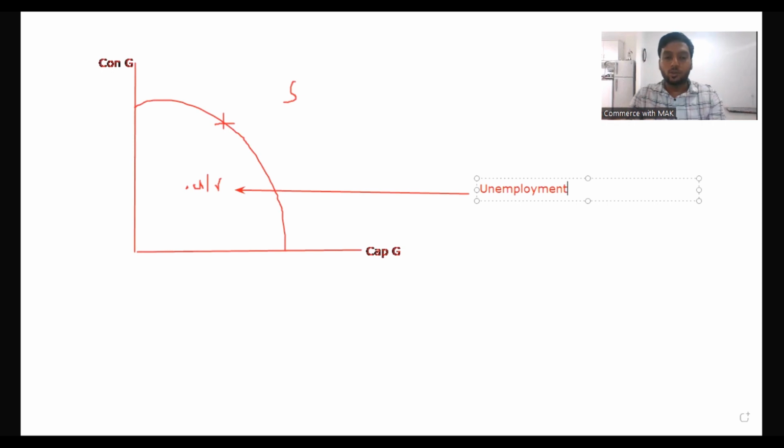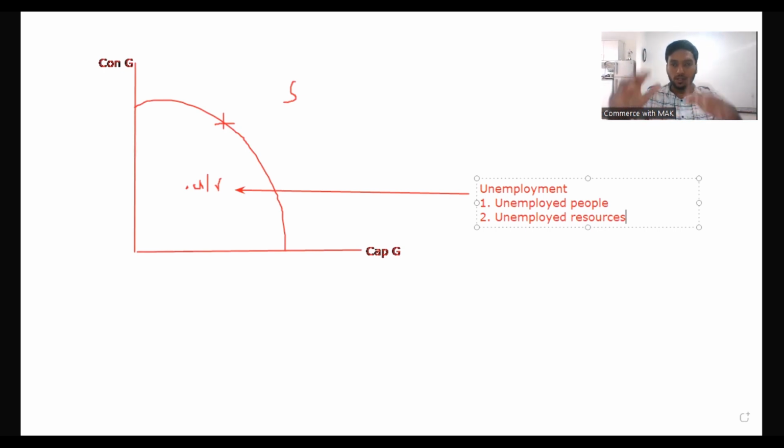Student, remember one thing, you are learning economics, so you need to learn the terms properly. So when I say unemployment, I'm speaking about two things. One is unemployed people. Second thing I'm speaking about is unemployed resources. So you need to be concerned about this particular thing. If you do not know this particular thing, learn it now.